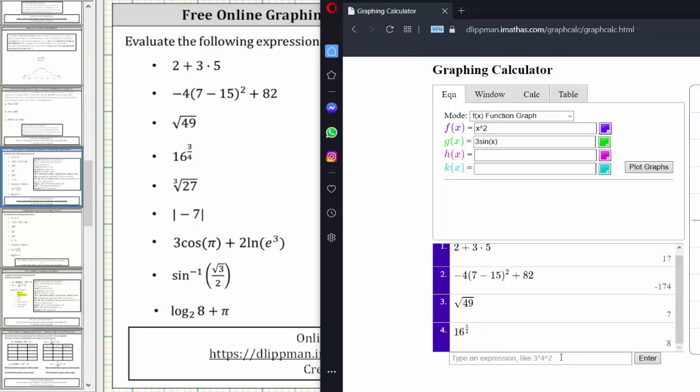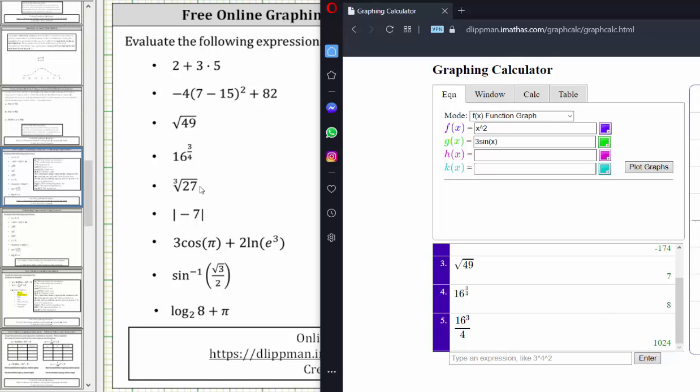A very common mistake is to enter 16 exponent 3 divided by 4, but in this case, the exponent of 16 is 3, and then the expression is divided by 4, which we can see if we click Enter. So this is not the correct expression, but that's why it's important to check how the calculator interprets the entry. We now know 16 to the 3/4 power is equal to 8.